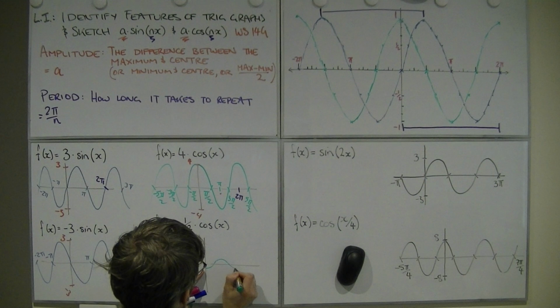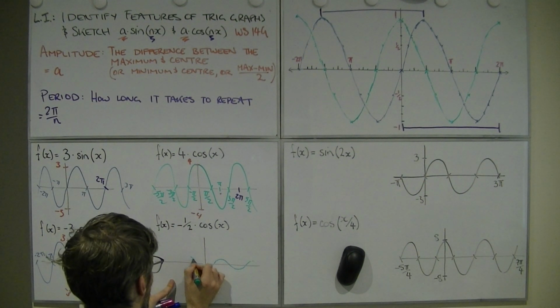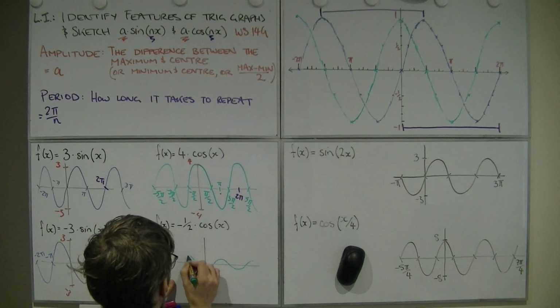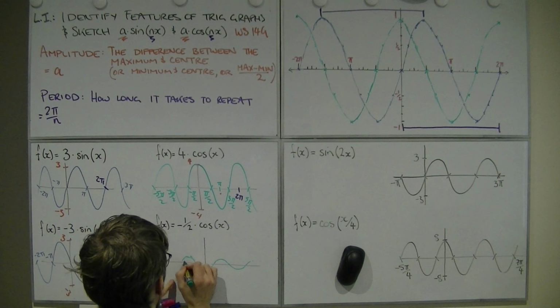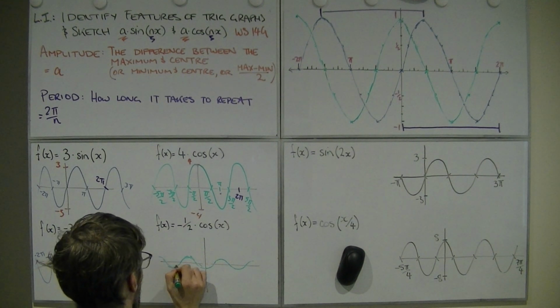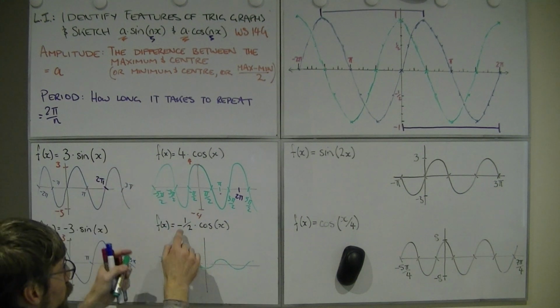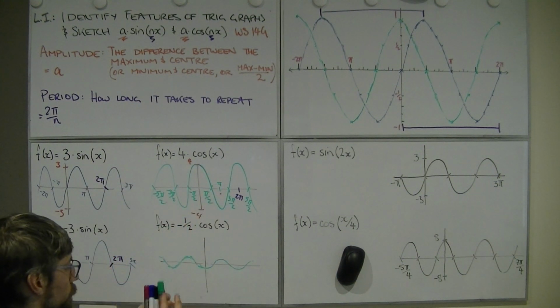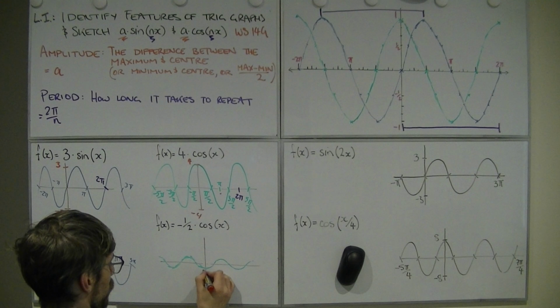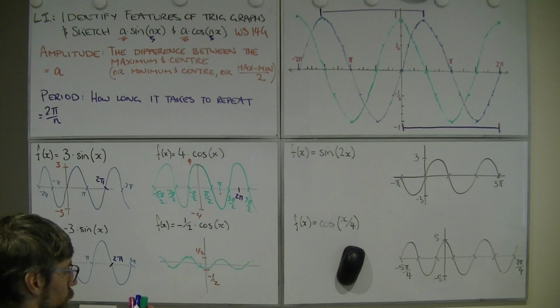Something more like that. Is that the minimum? Is the maximum about there? Something like that. So the half makes it a lot more squished. The negative means we flip over. So our amplitude goes from negative a half up to positive a half.